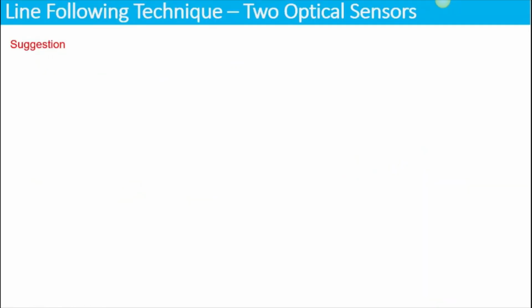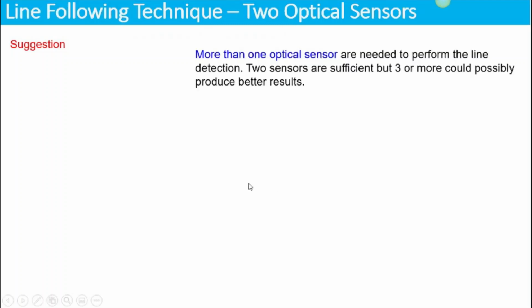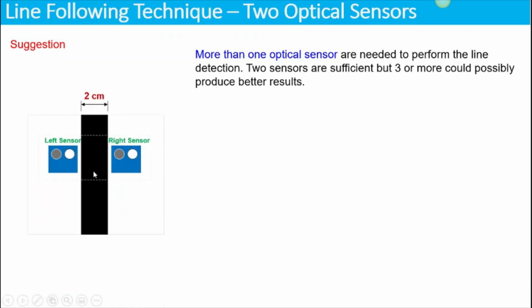So this is just a suggestion. If you want to use optical sensors in your line following technique, you actually need more than one optical sensor, because one optical sensor is not enough and it will give you a lower degree of accuracy. Two sensors are sufficient, but if you use more than two sensors, it could possibly produce a better result. This is just a suggestion example.